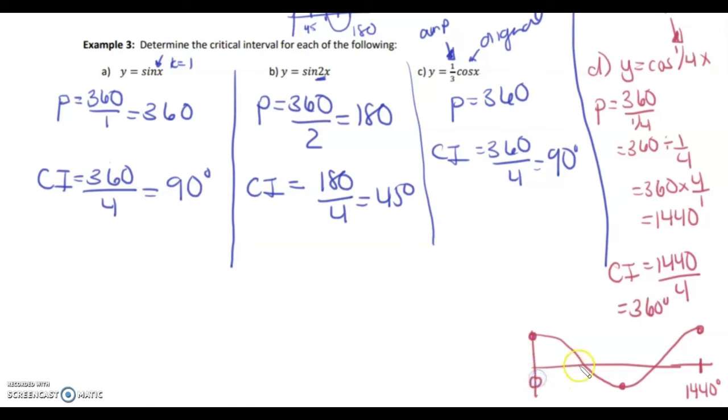So that would bring us 0, 360, 720, and then 1080. Had to calculate that.